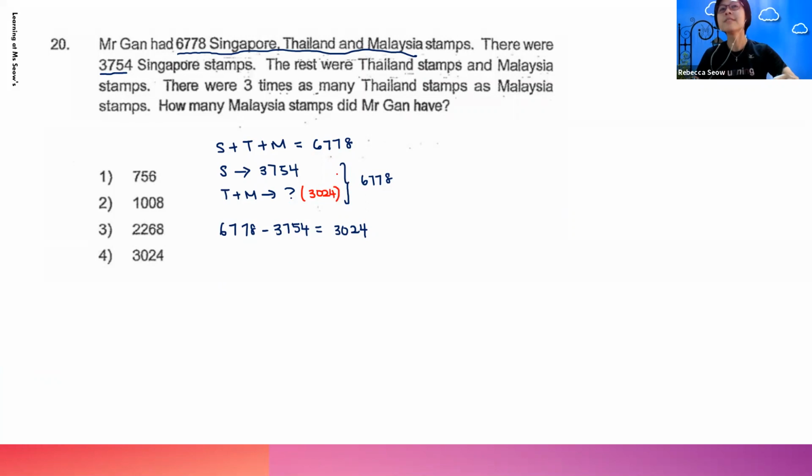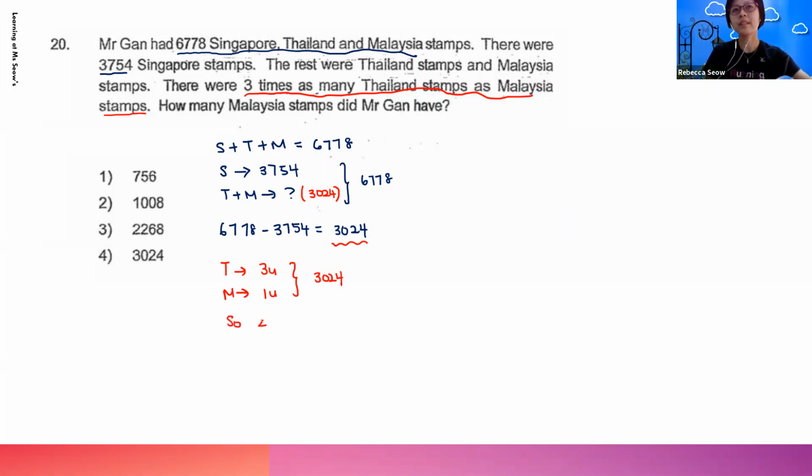Now, second part of the question mentions that there were 3 times as many Thailand stamps as Malaysia stamps. So if we were to consider stamps from Thailand, it's 3 times as many. So 3 times as many, we refer it to 3 units, and Malaysia stamps is being compared to, so Malaysia stamps will be 1 unit. And just now, we worked out that both countries have a total of 3,024 stamps. So this means that 4 units, which is 3 units plus 1 unit, is 3,024.